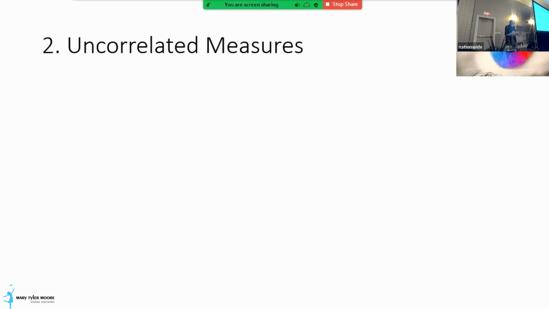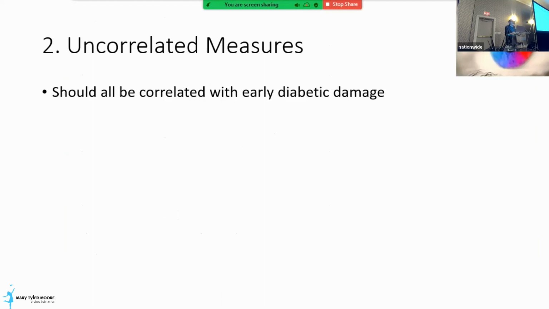Okay, this question of uncorrelated measures, this is actually kind of a simple idea. Of course, all the measures need to be correlated with diabetic damage. And this is because, of course, any disease is multifactorial.